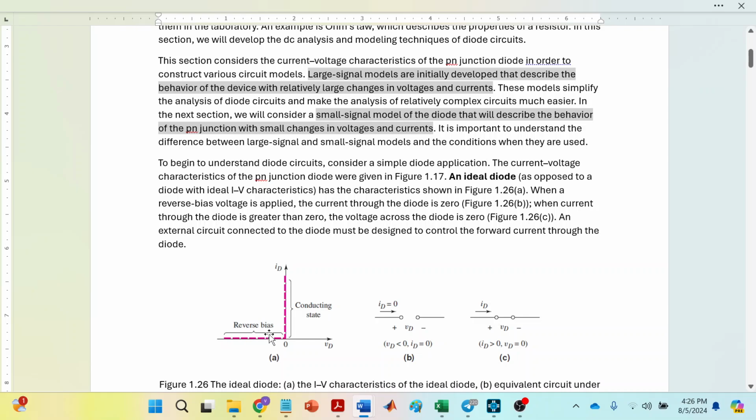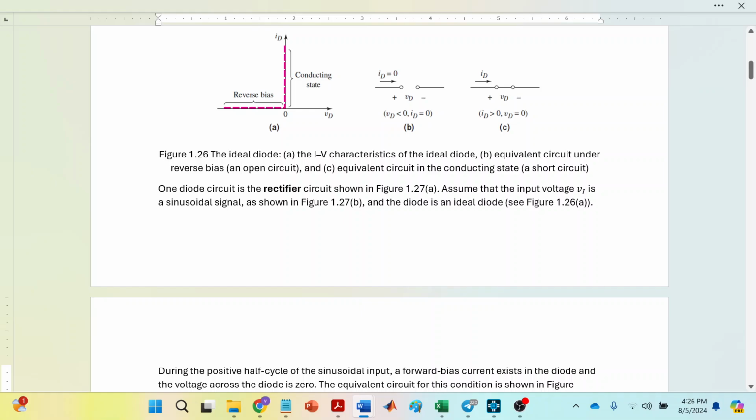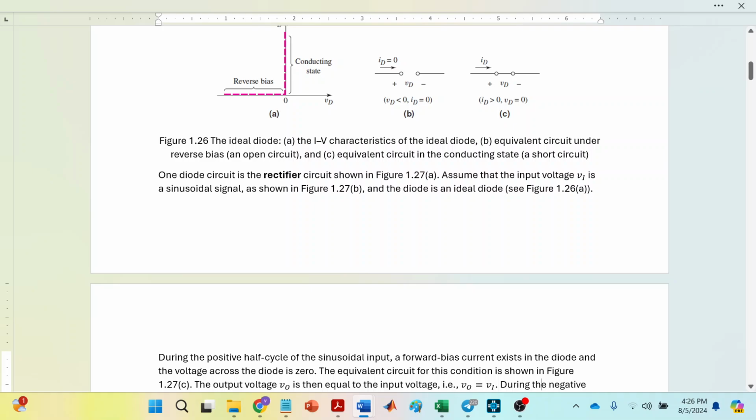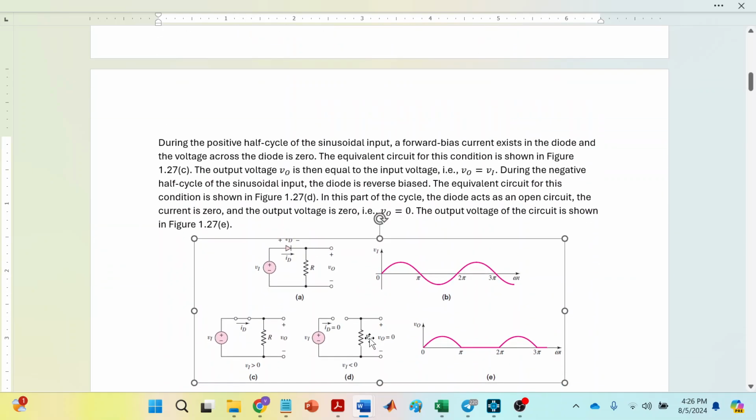So when the reverse bias voltage is applied, the current through the diode is 0. But when the diode current is greater than 0, the voltage drop across the diode is 0. So this is the ideal diode. So we'll use the ideal diode to describe a rectifier circuit. So the rectifier circuit is shown in this figure.